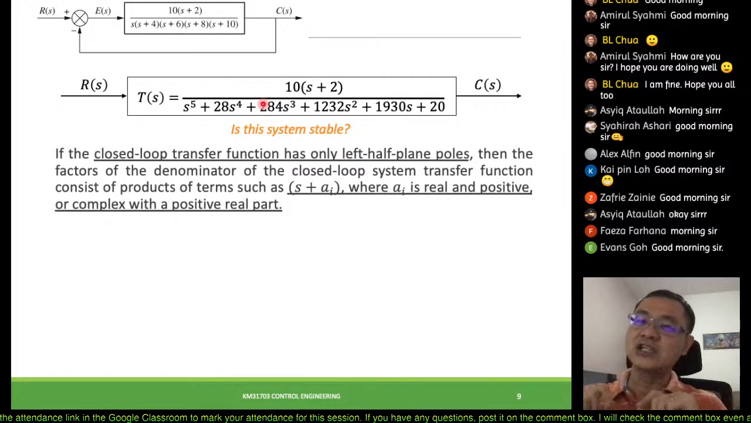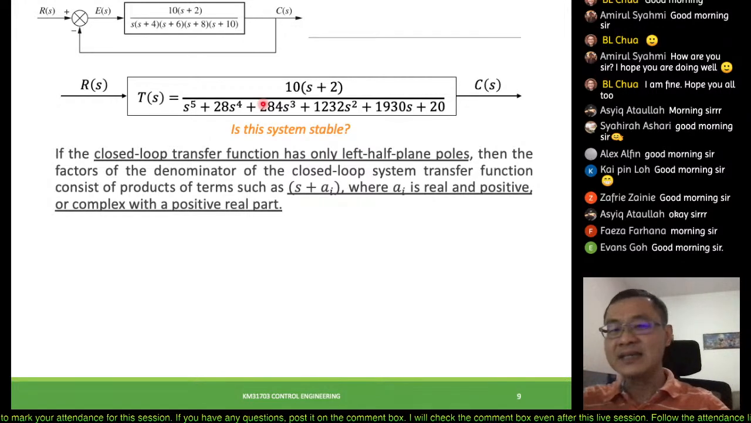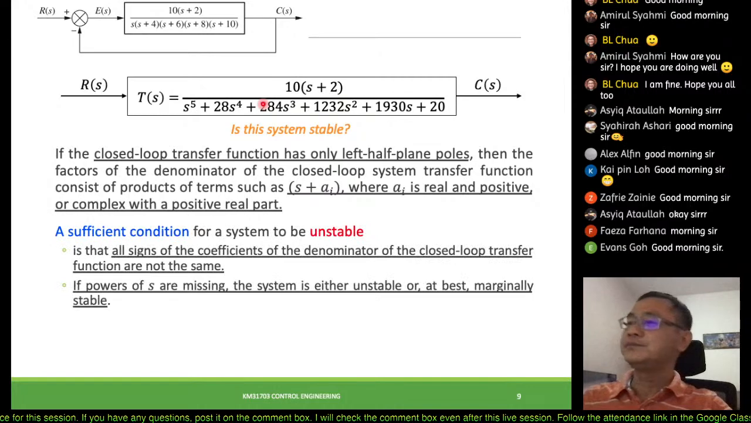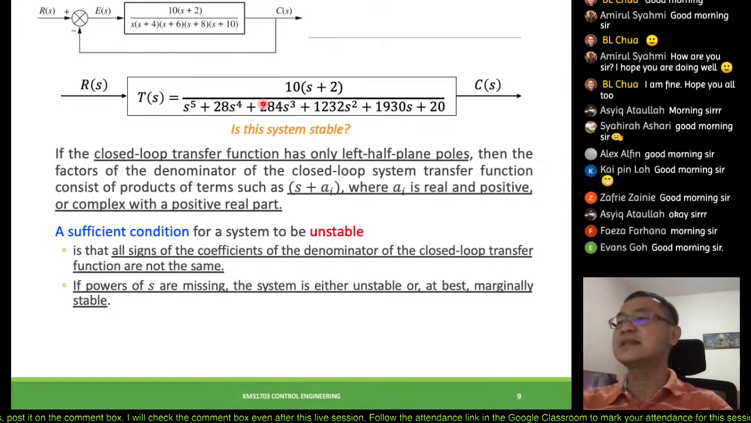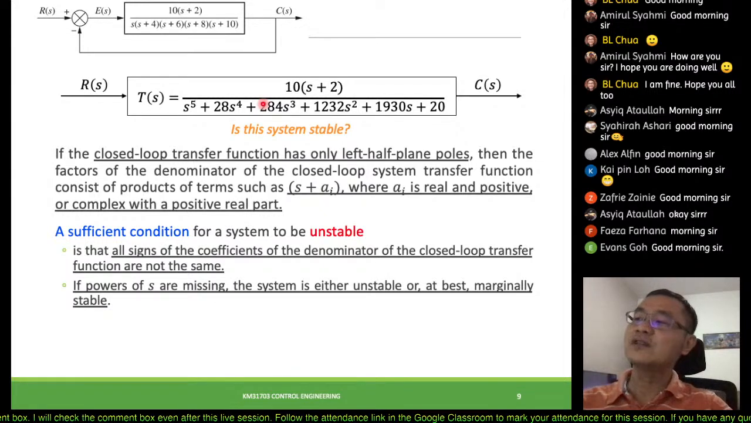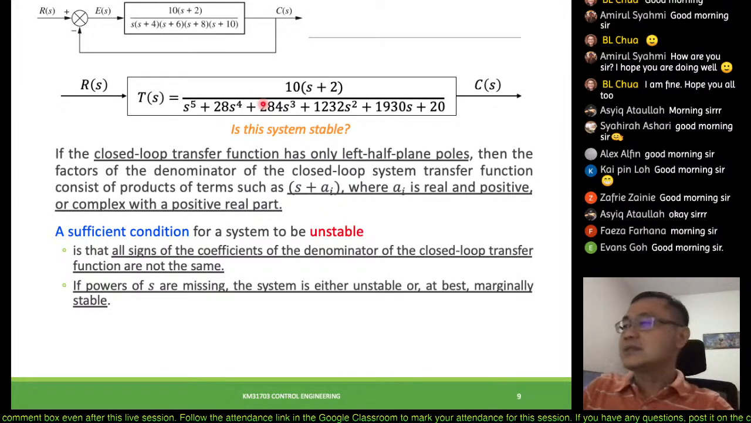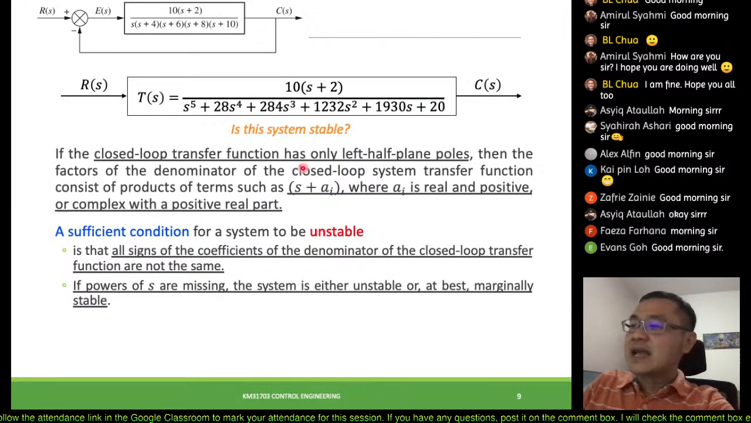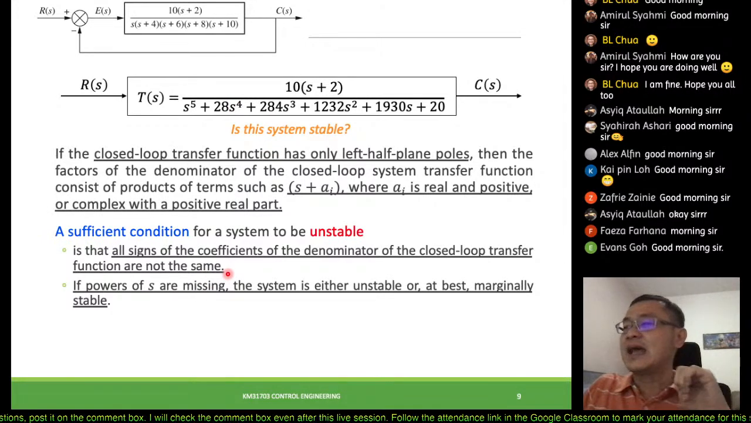Okay, we don't actually need to solve for the exact roots. That is our main intention today, right? A sufficient condition for a system to be unstable is that the signs on the denominator of this system are not all the same. So this is the first criterion to identify that they are unstable.